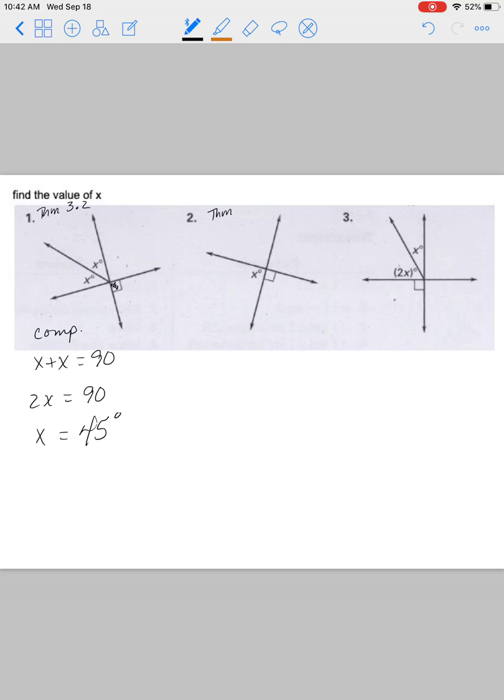This is theorem 3.3. Perpendicular gives us 4 right angles. So that means x is a right angle. And that means that x is 90 degrees.